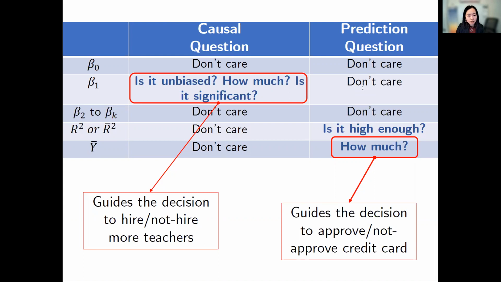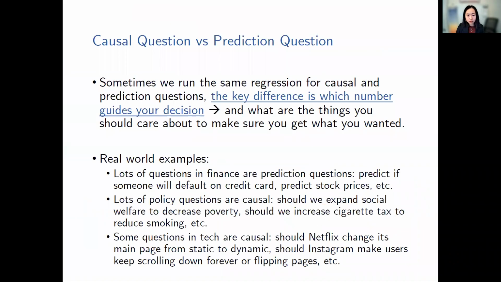And then at the end, it will be beta 1 that guides the decision for a causal question, and it will be the y hat that guides the decision for a prediction question. So the difference is which one guides the decision.